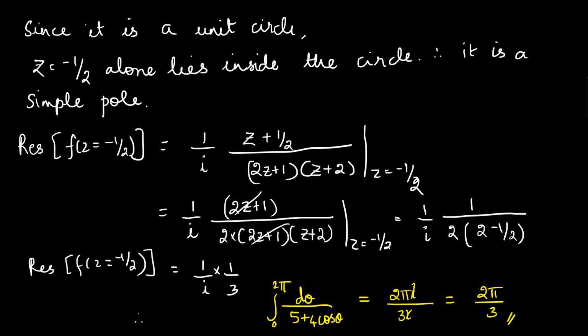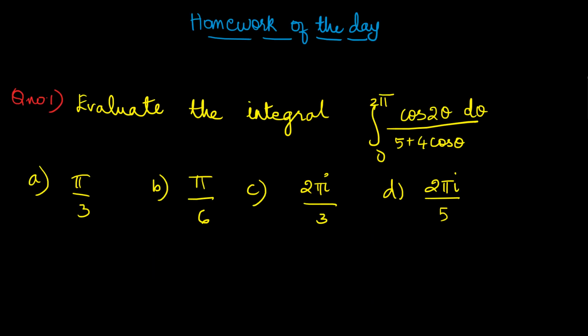Okay, so now if you understand this, then this is your homework problem, where you have to substitute cos 2 theta as the real part of e power 2 i theta, and e power 2 i theta will be written as z square. That is the one substitution in your numerator. So just try this and let me know the answer.